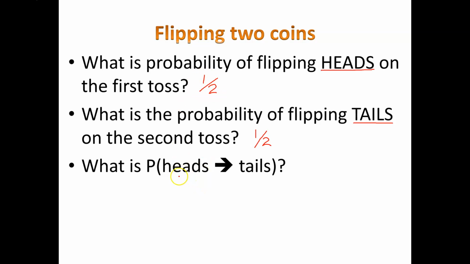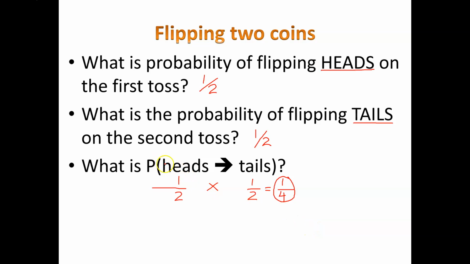Let's write down the first probability. First probability was 1 over 2. Then we write down the second probability, which was also 1 out of 2. Once we have all the probabilities written down, we're going to multiply them together. 1 times 1 across the top is 1. 2 times 2 across the bottom is 4. So the probability of flipping heads and then tails is 1 out of 4.